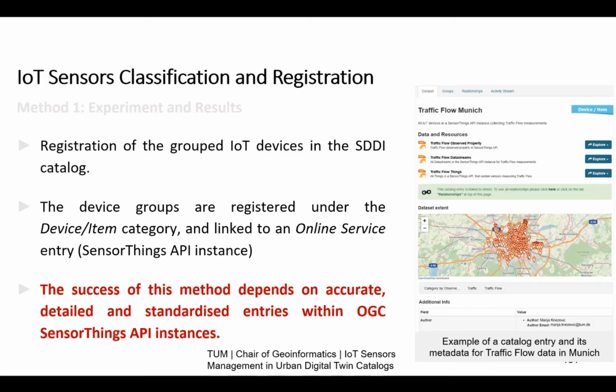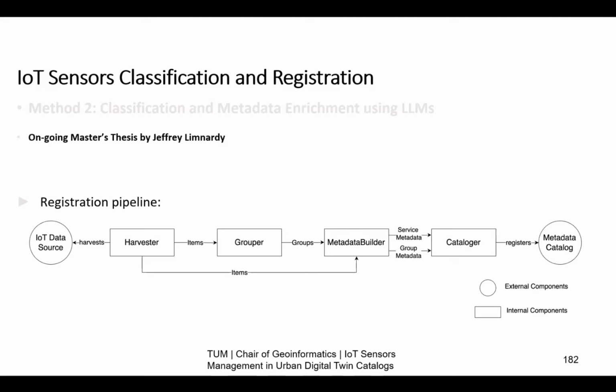But this method relies on having accurate data in your sensor data platforms. So for instance, when you're adding devices to your SensorThings platform or FIWARE, you have to be very consistent and very accurate for this approach to work, where you can group IoT devices that are similar. Since this is not the way users create devices in sensor data platforms, they are not consistent, so we are working on another approach. Currently we have a master's thesis student working on an approach using LLMs. Basically he has a registration pipeline.